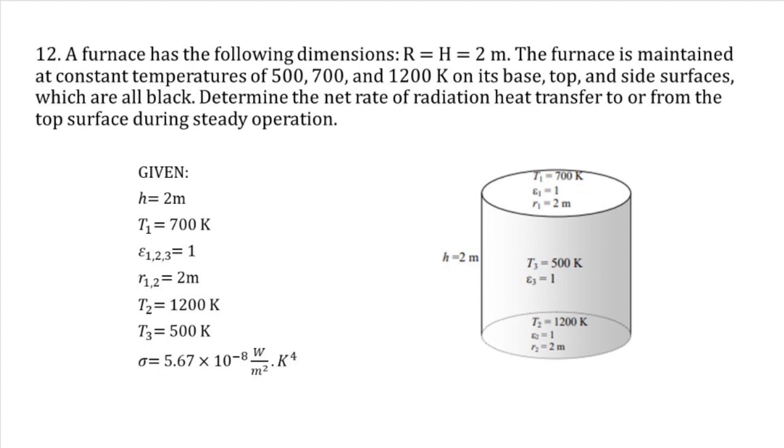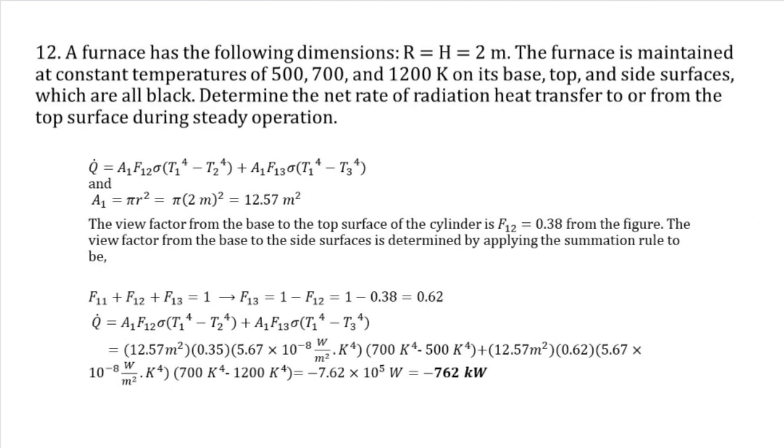We have emissivity equal to 1 since they are all black. And then the radius sub 1 and 2, we have 2 meters. Temperature sub 2 is equal to 1200 Kelvin. Temperature sub 3 is equal to 500 Kelvin. We have also the Stefan-Boltzmann constant, which is 5.67 times 10 raised to negative 8 watt per meter squared times Kelvin raised to 4.